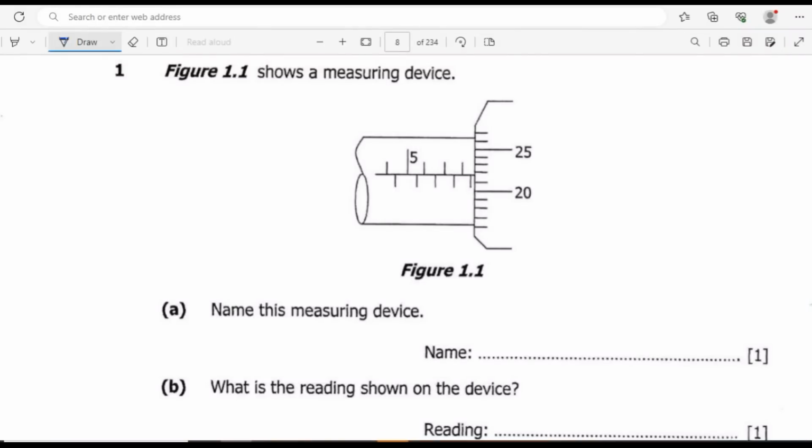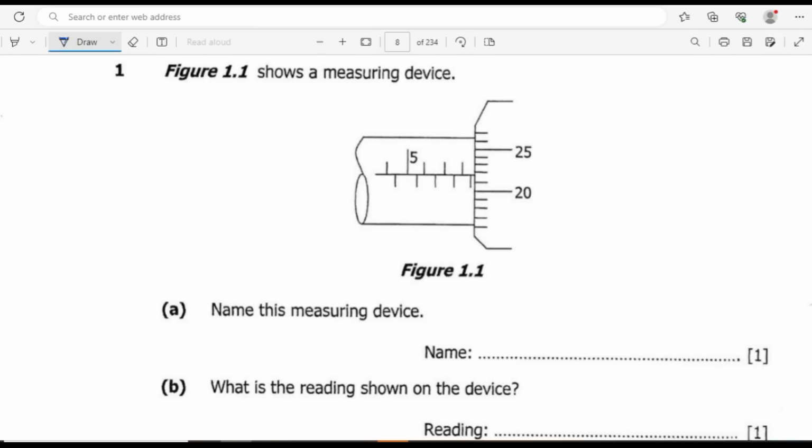Welcome friends. In this video we are going to look at the science paper 1 and we are going to look at the random questions. We'll make sure that we see how we can summarize grade 10 work, 11 and then we'll finish with grade 12 work. So let's look at the first question.